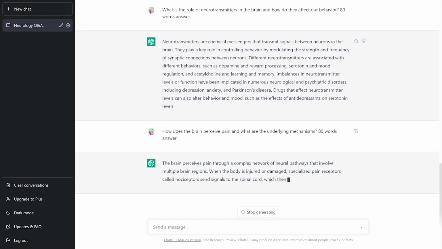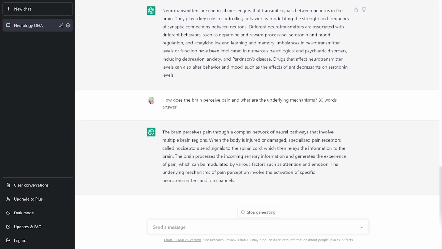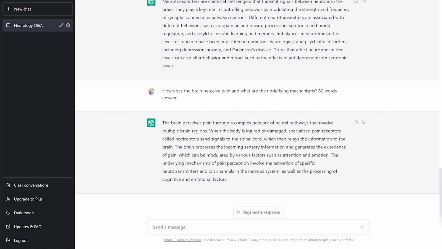Okay, it says, the brain perceives pain through a complex network of neural pathways that involve multiple brain regions. When the body is injured or damaged, specialized pain receptors called nociceptors send signals to the spinal cord, which then relays the information to the brain. The brain processes the incoming sensory information and generates the experience of pain, which can be modulated by various factors such as attention and emotion. The underlying mechanisms of pain perception involve the activation of specific neurotransmitters and ion channels in the nervous system, as well as the processing of cognitive and emotional factors.